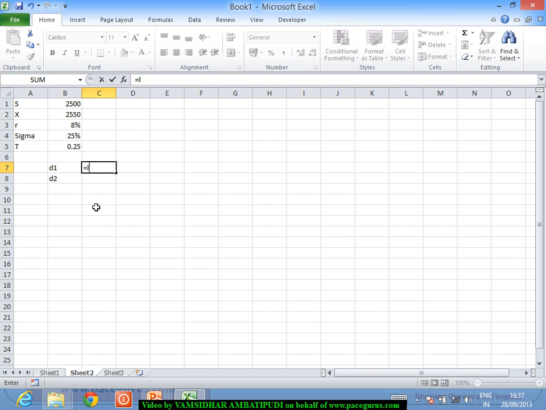For finding out D1, we had a formula: log of S by X, plus R plus sigma squared by 2, into T, divided by sigma into square root of T. This was the formula to find out the D1 value, and the D2 value was nothing but D1 minus sigma root T, sigma into square root of T. These were the values for finding out D1 and D2.